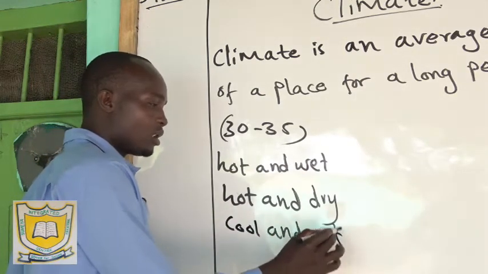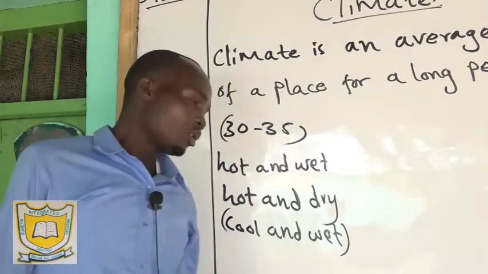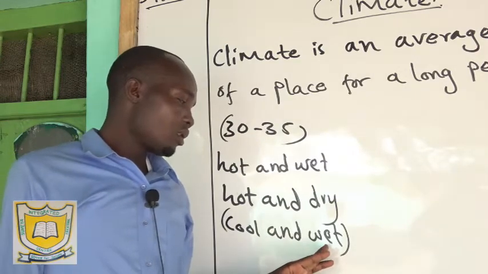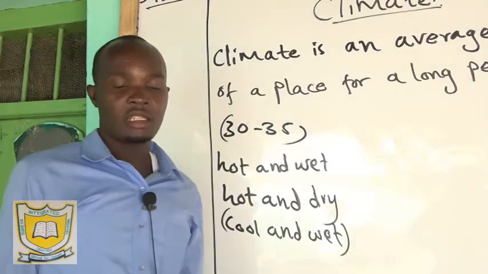Then we have cool and wet. So cool and wet is mostly received in highland areas. Cool and wet is received in highland areas, cool temperature, then wet because there is high rainfall, cool temperature and so on. So that is climate.